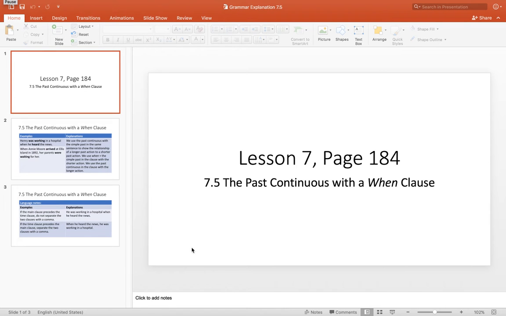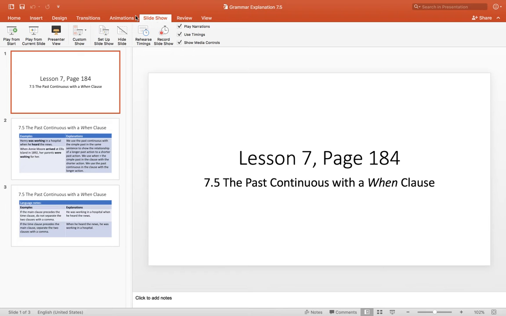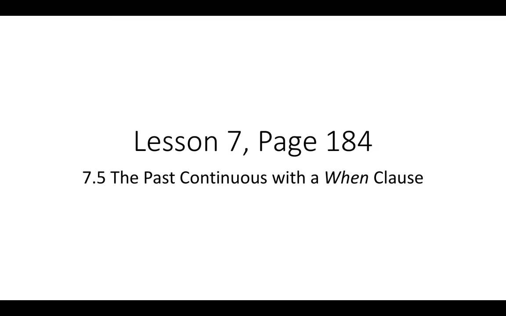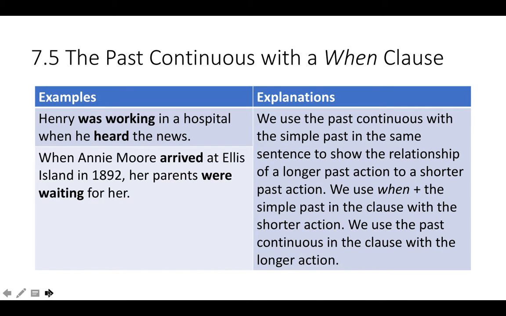Okay, we're looking at Grammar Explanation 7.5, which is on page 184. And this is a tricky thing that happens with past progressive and simple past in a when clause. Okay, remember that a clause is a group of words that is a sentence within a bigger sentence.